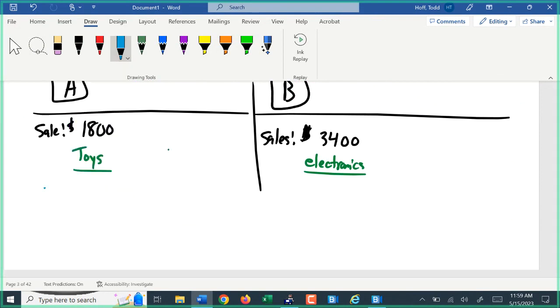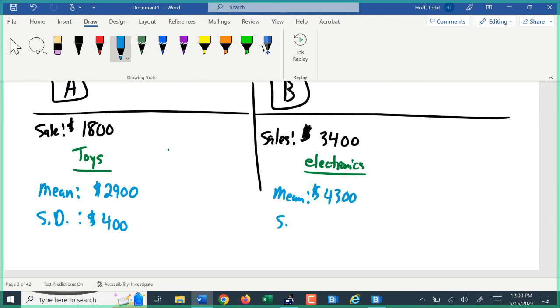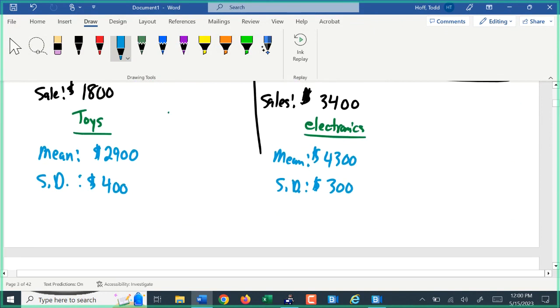So we need to know the mean and standard deviation for each of these. So for that week, for all salespeople in toys, the mean sales was $2,900 with a standard deviation of $400. All people in electronics, the mean sales was $4,300 with a standard deviation of $300. So let's use the z-scores to see who was really further away from the standard.